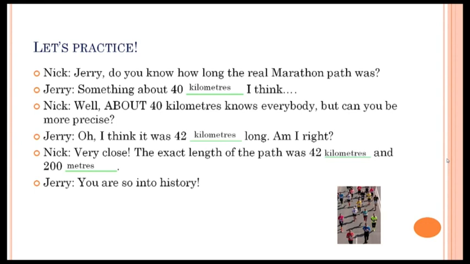Jerry, do you know how long the real marathon path was? Something about 40 kilometers, I think. Well, about 40 kilometers knows everybody, but can you be more precise? Oh, I think it was 42 kilometers long. Am I right? Very close. The exact length of the path was 42 kilometers and 200 meters. You are so into history.